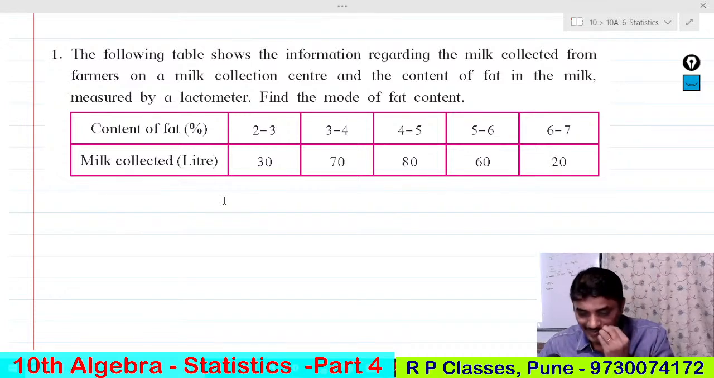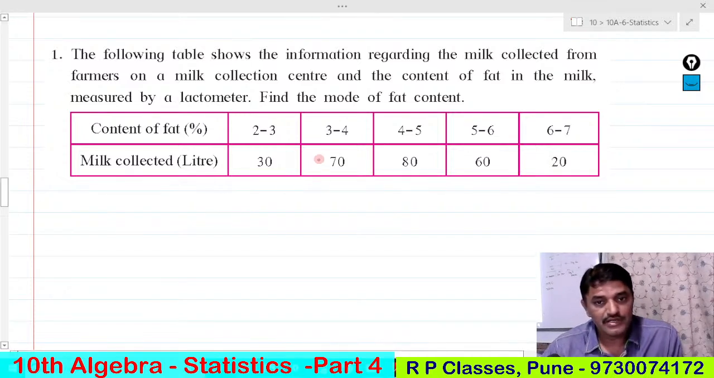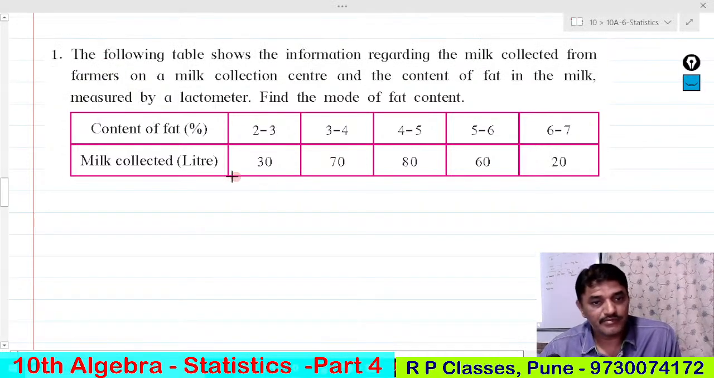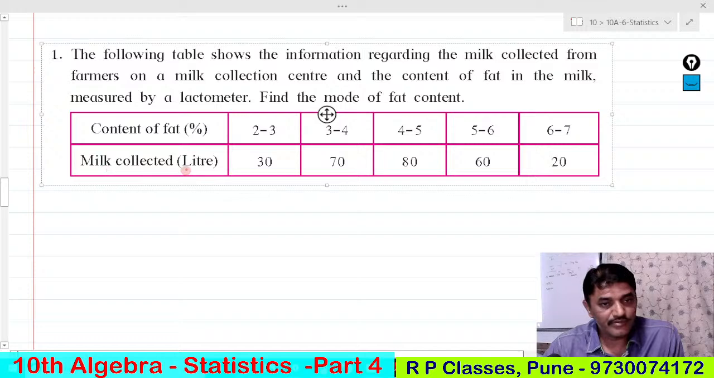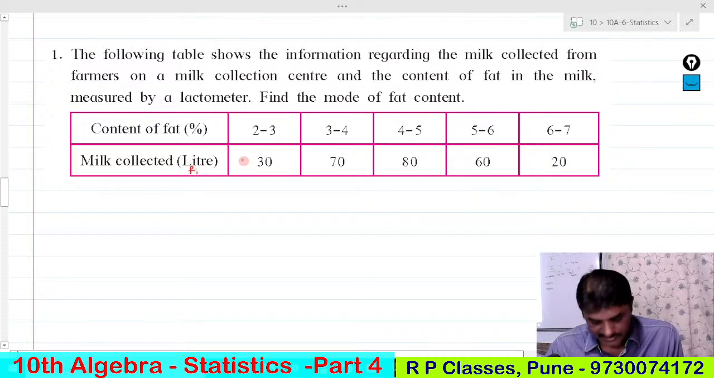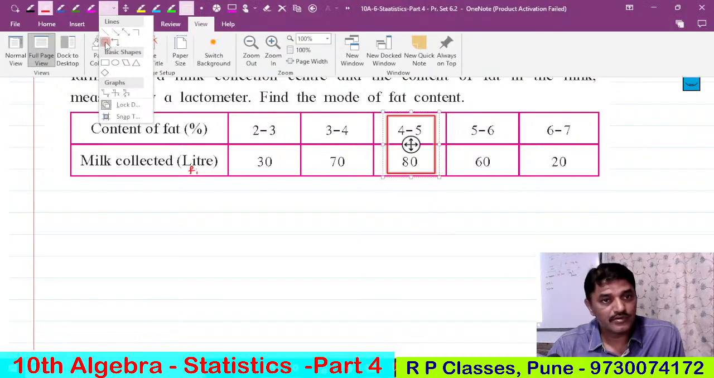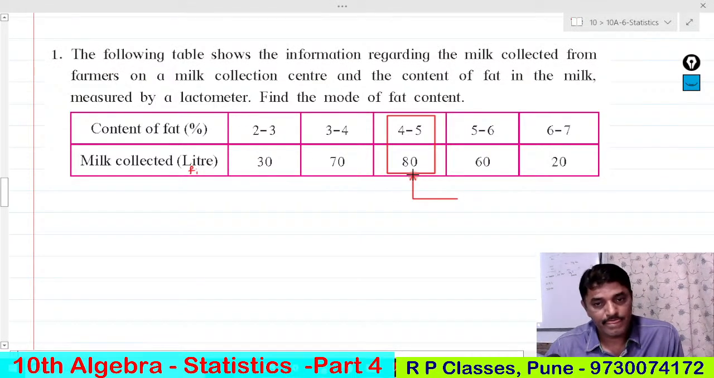Here we can directly identify the modal class. Which will it be? The one which has the maximum frequency. Where is the frequency maximum? This is for milk collected in liters. This is the class, and this is the frequency fi. Frequency is seen to be maximum for which class? It is for this class. So we say this is the modal class.